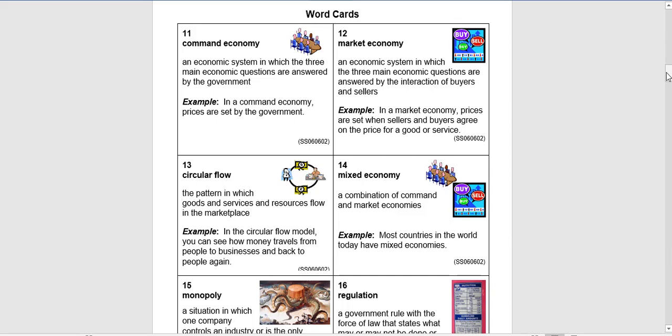more to you. Word card 14, mixed economy, a combination of command and market economies. Example, most countries in the world today have mixed economies. And I'll give you guys a little hint here. The United States is one of them.